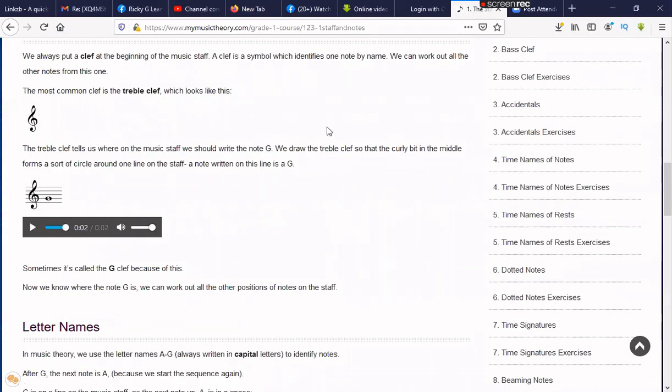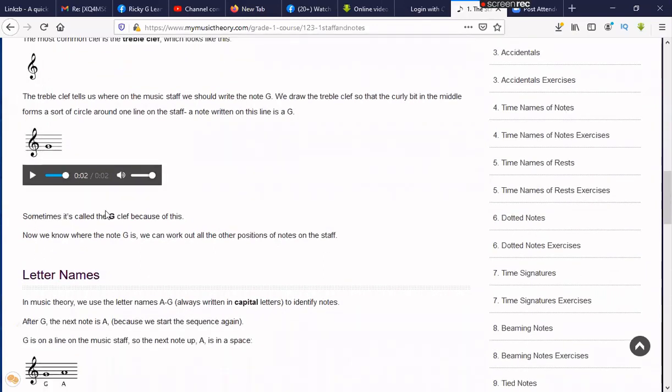If you are writing this down, write it down because I want to remove it now. Sometimes it is called the G clef because of what I have explained before. Once you have placed this, now you know where the note G is, and having known that, we can work out all the other positions of notes on the staff. It's like when we are doing a stage arrangement and we give number 1, number 2, number 3. If you forget your number and the person next to you remembers his or her number, you will be able to remember yours through that.